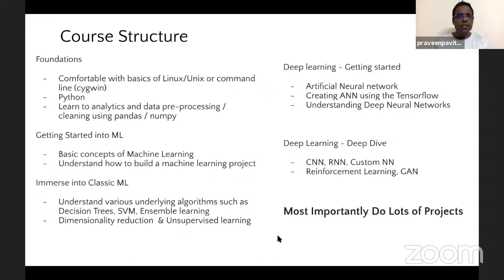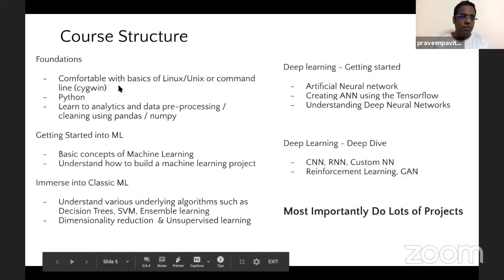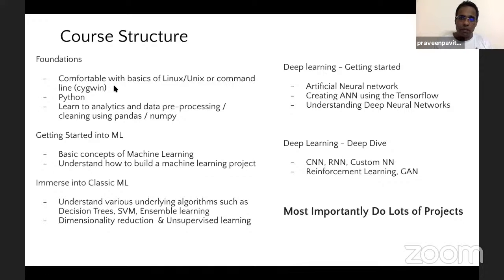The course structure is that the first part is based on the foundations, which is Linux, Unix, Python, etc. For the people who are not familiar with it, it's a great way to learn. Even if you have experience with Linux and Python, it's a nice exercise to refresh whatever you've learned. After that, we talk about pandas and NumPy. A big part of data and machine learning is data pre-processing, and that's covered in this part of the course. Then we slowly go into machine learning.